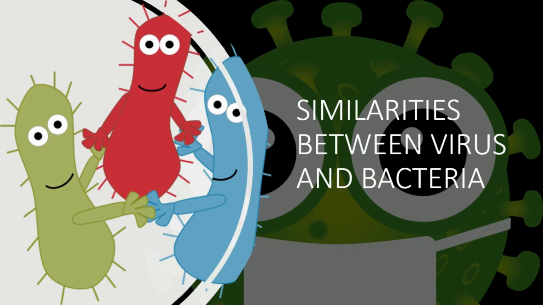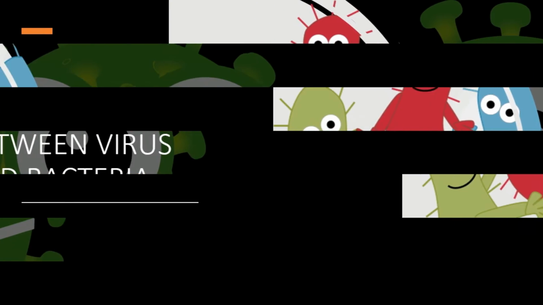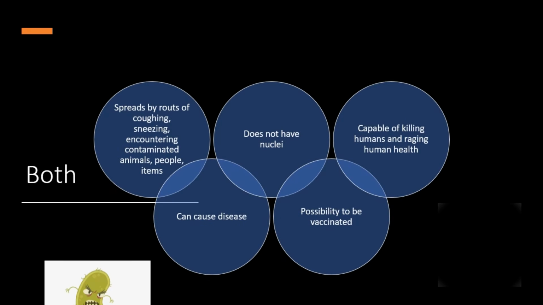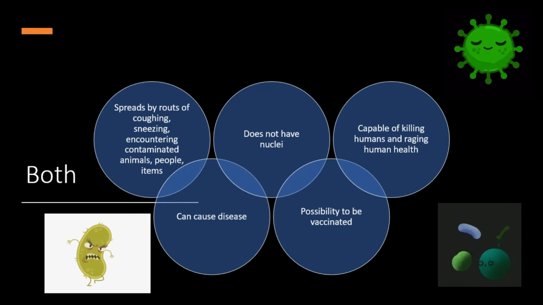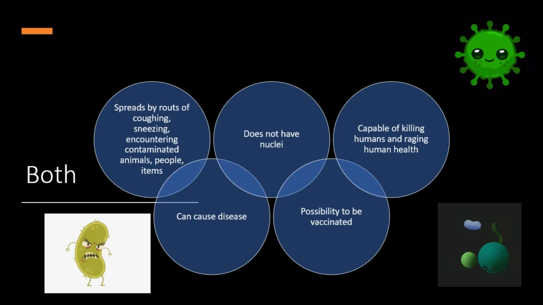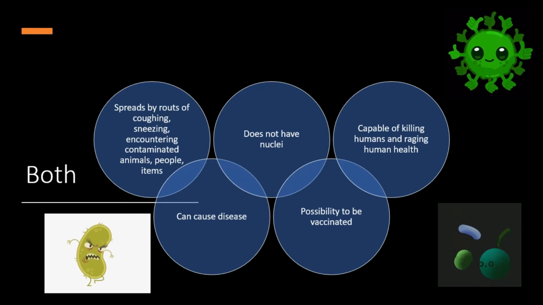Similarities between virus and bacteria. Both can spread via coughing, sneezing, encountering contaminated animals, people, and also items. Next, they do not have nuclei. They are also capable of killing humans and wrecking human health. Besides, they can cause diseases. And virus and bacteria also have the possibility to be vaccinated.